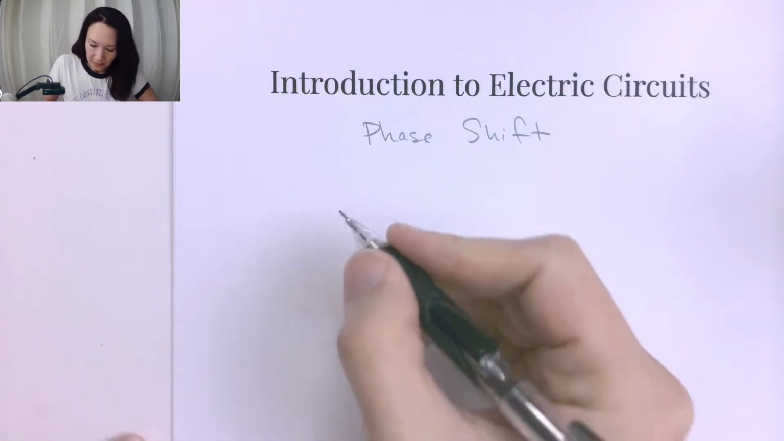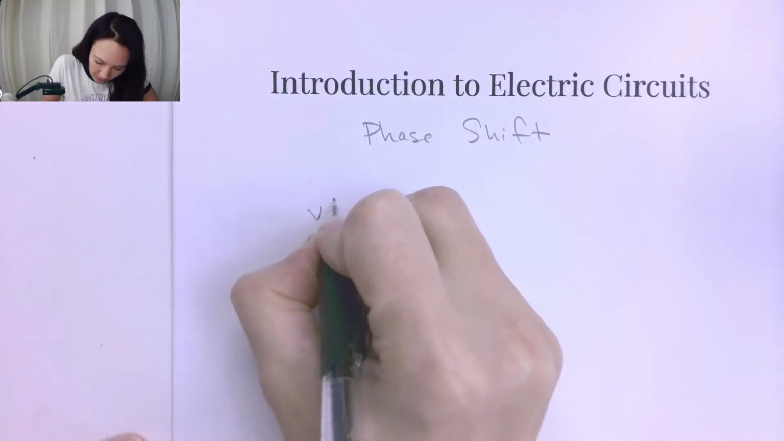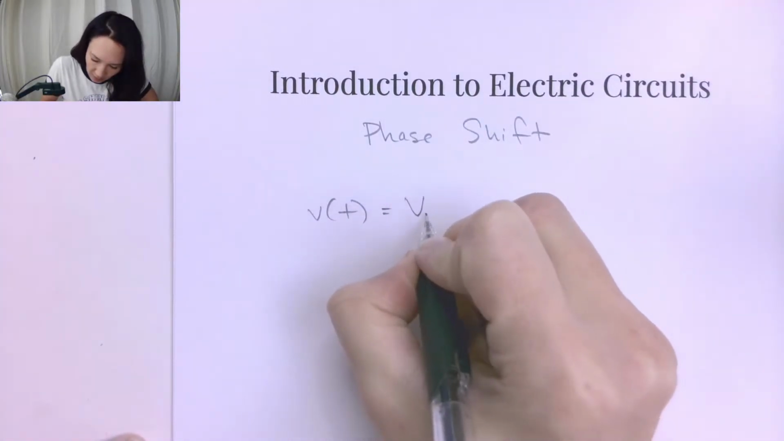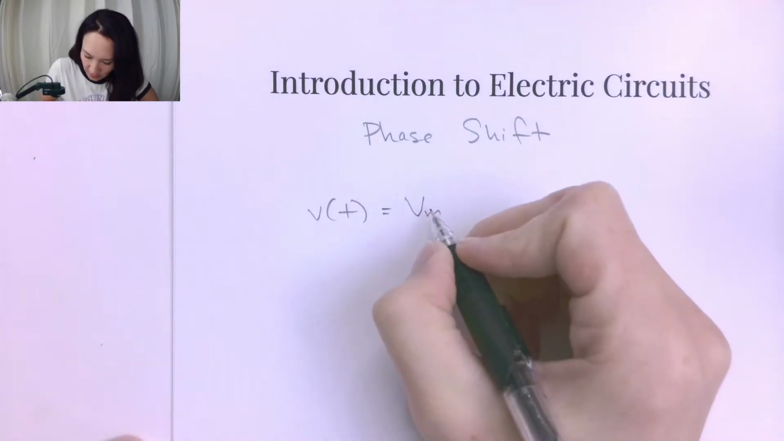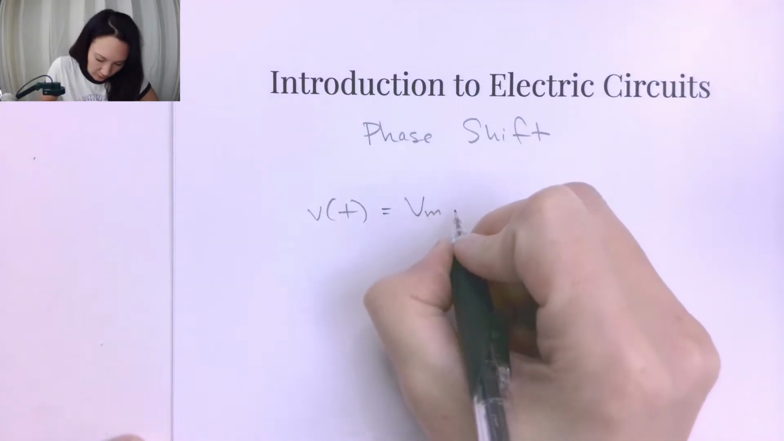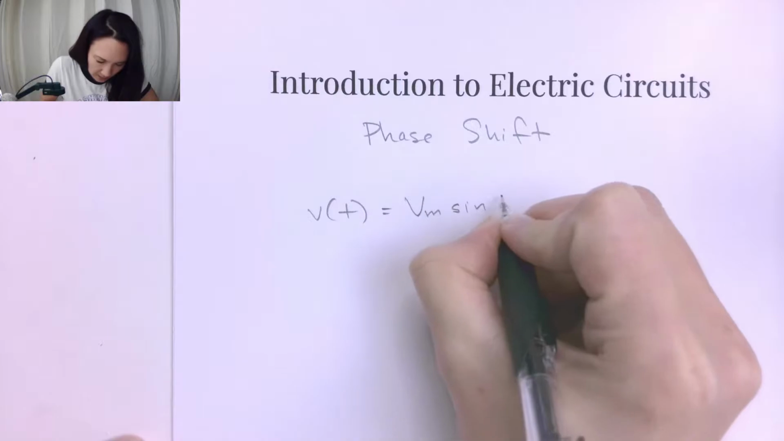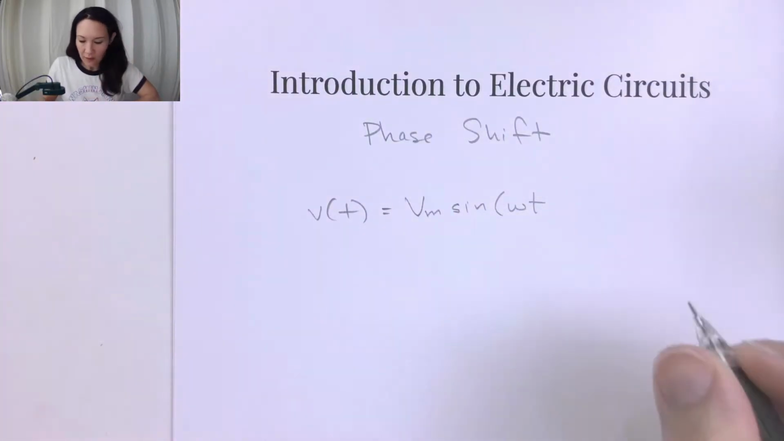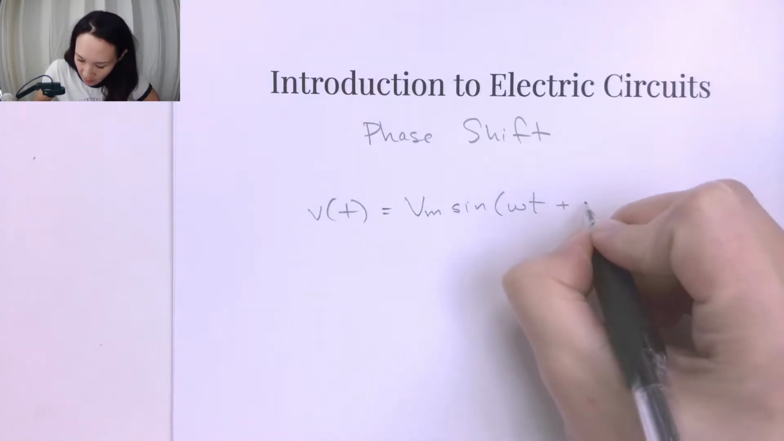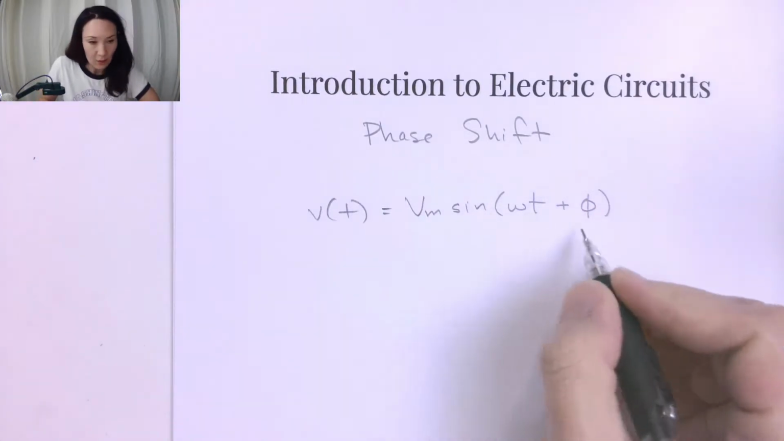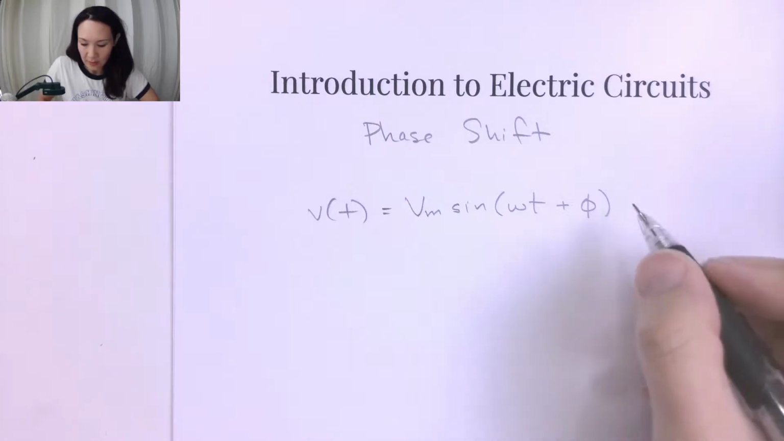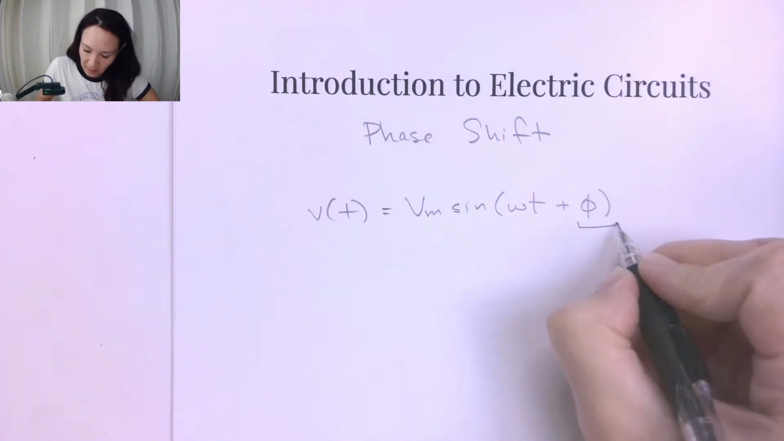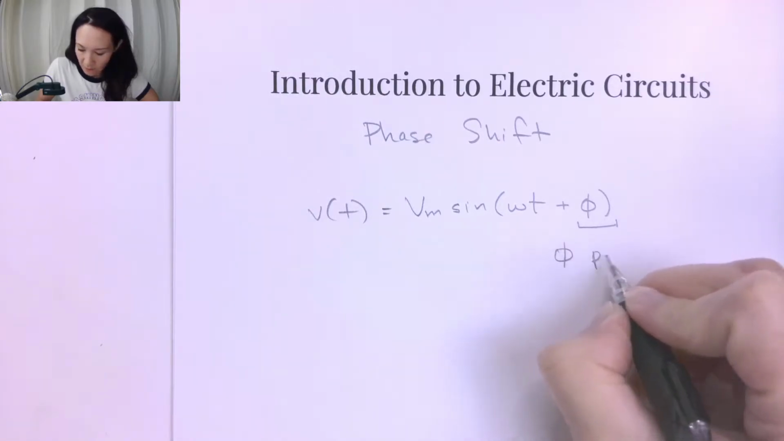Hi students, so in the last video we showed that if you had a sinusoidal signal for your voltage, that can be written as V of t is V max times the sine of omega t. Now I wanted to show you if in your function you have a constant being added to this omega t inside the parentheses, this is plus phi in this example, then this phi here will be the phase shift.